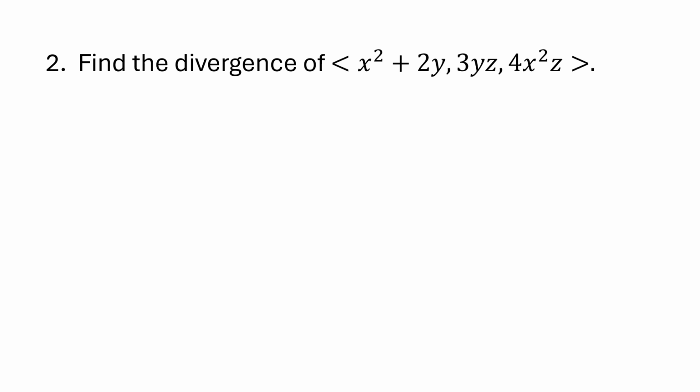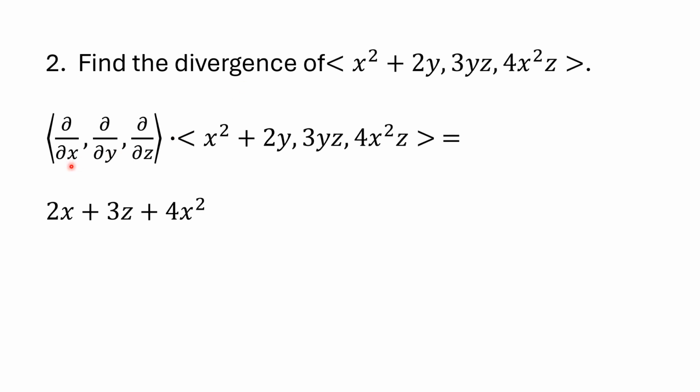Find the divergence of x squared plus 2y, 3yz, 4x squared z. The partial with respect to x is 2x, plus the partial with respect to y is 3z, plus the partial with respect to z is 4x squared. Now here, when we took the partial with respect to x, the 2y is treated as a constant, and the derivative of a constant is 0. You may be surprised so many students will actually try to do something with the 2y other than write down the 0. And it is there to see if you will recognize it and know what the derivative of a constant is.